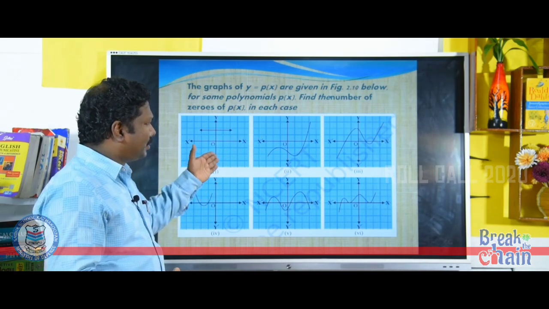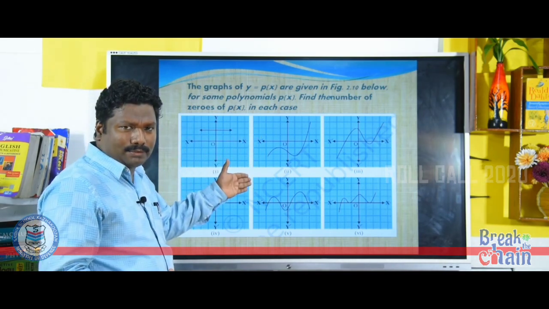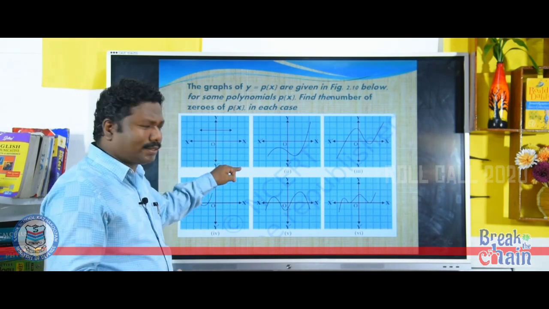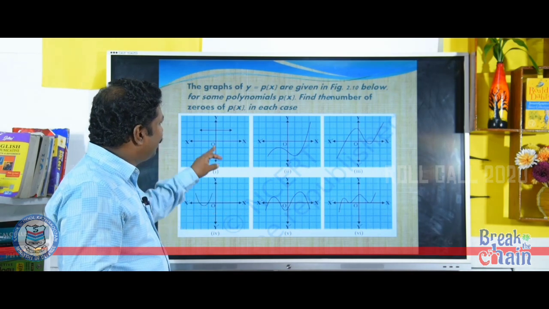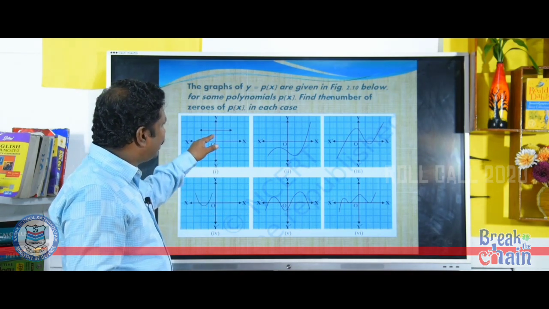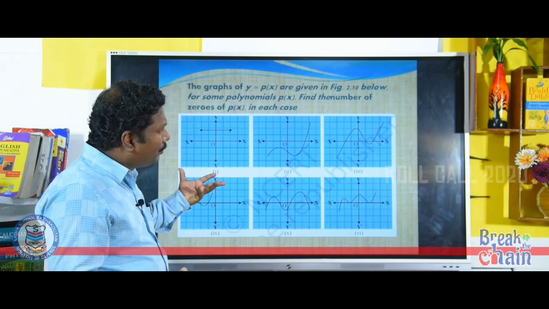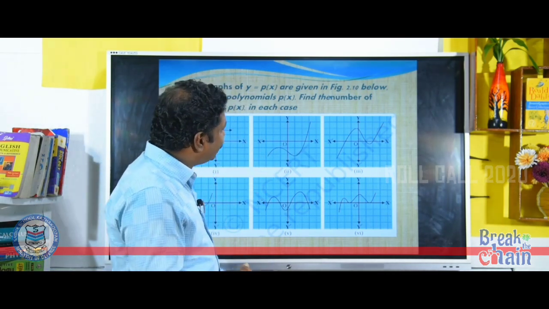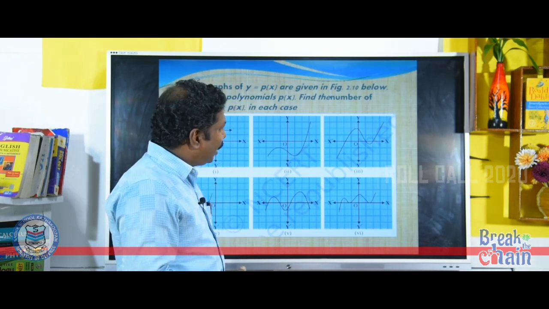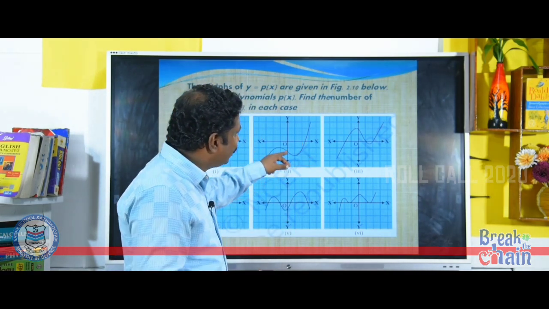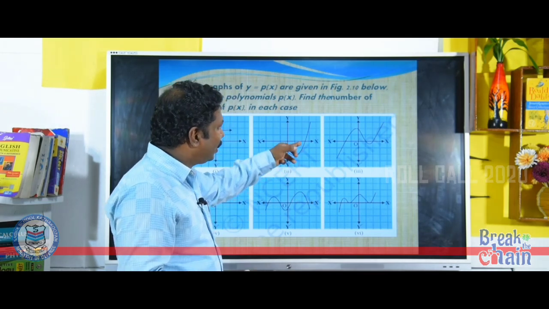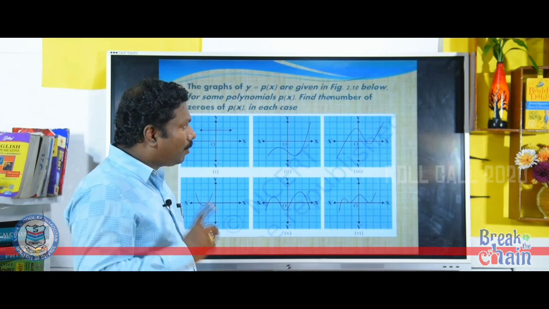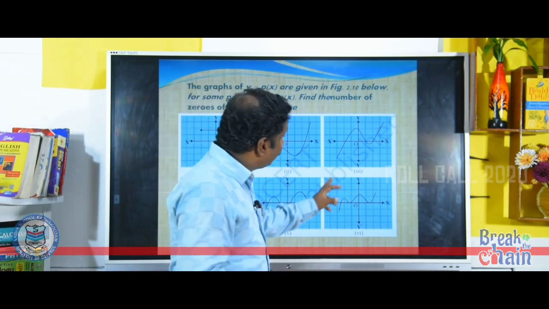See, the first question is a straight line. How many times does the line touch the x-axis? I think it's very clear. The line is parallel to the x-axis. It's not touching the x-axis. That means this y is equal to p of x does not have any zero. Okay. Then the second question is a curve. How many times does this curve touch the x-axis? I think only one time. That means this y is equal to p of x has 1 zero.